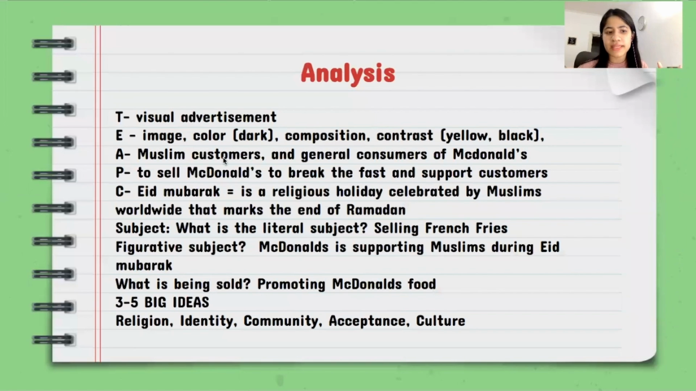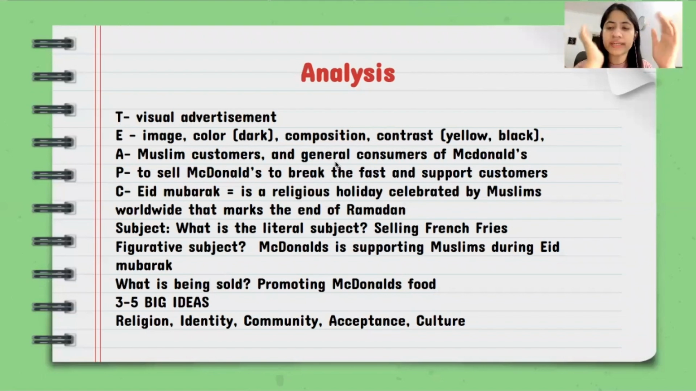So let's move on to the next slide. I already wrote some things here. So text type is a visual advertisement. Elements: the image of the fries, the color, the dark versus the light, the composition, like the fries are set in the front. The contrast, the yellow and the black.